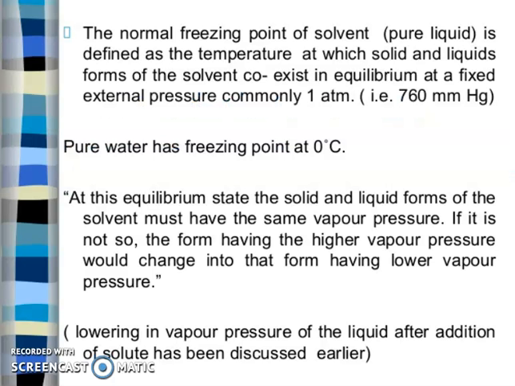So, depression in freezing point. My friends, the normal freezing point of a pure liquid solvent is defined as the temperature at which the solid and liquid forms of the solvent coexist in equilibrium at a fixed external pressure, commonly 1 atm, that is 760 mmHg. Pure water has a freezing point of 0 degrees Celsius. At this equilibrium state, the solid and liquid forms of the solvent must have the same vapor pressure. If not, the form having the higher vapor pressure would change into the form having the lower vapor pressure. The lowering of vapor pressure of a liquid after addition of solute has been discussed earlier.